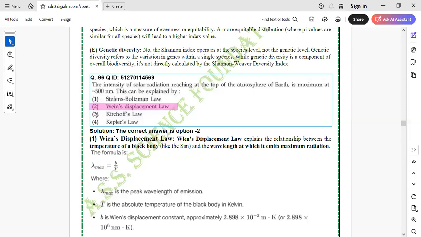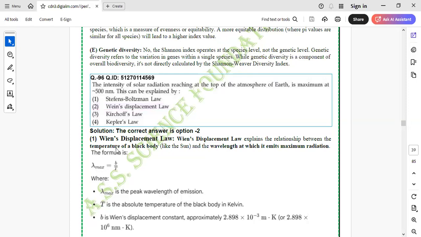Paper was not that much tough, but the problem is either you read the question in hurry and worry, or you don't consider it to be readable. Right. So let's move forward and talk about the next question, which is question number 97.